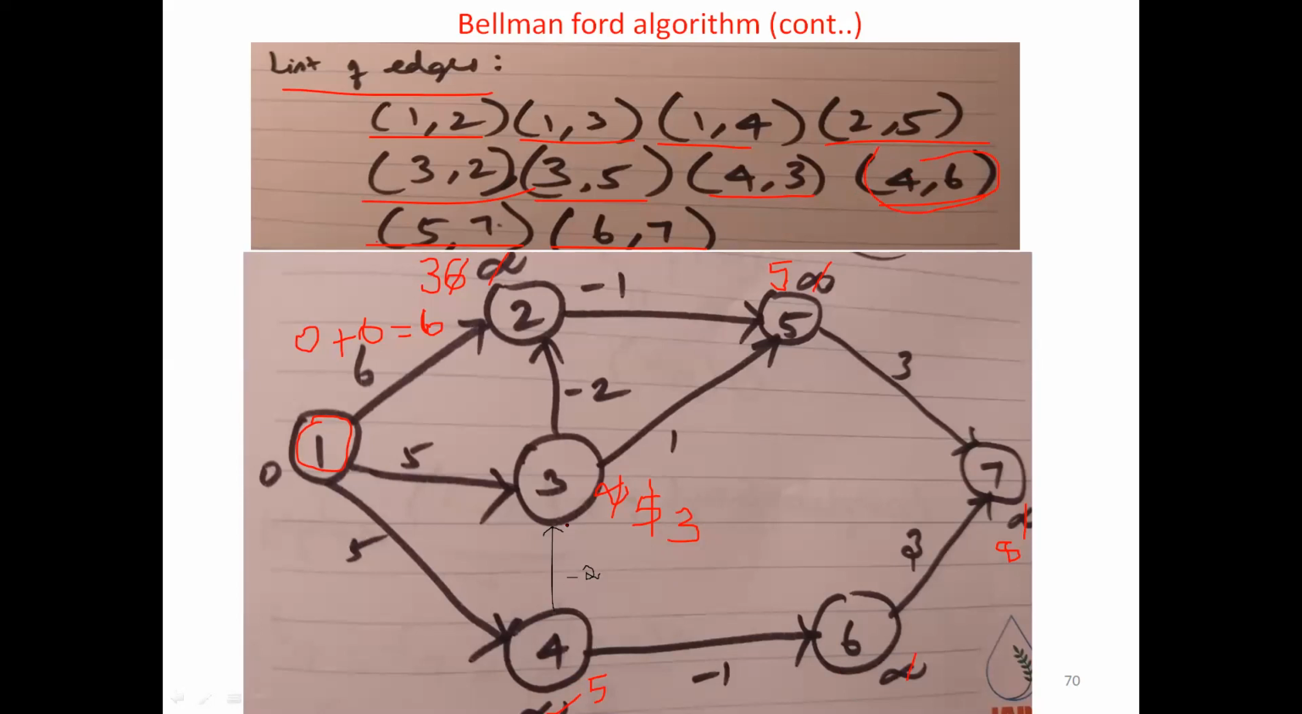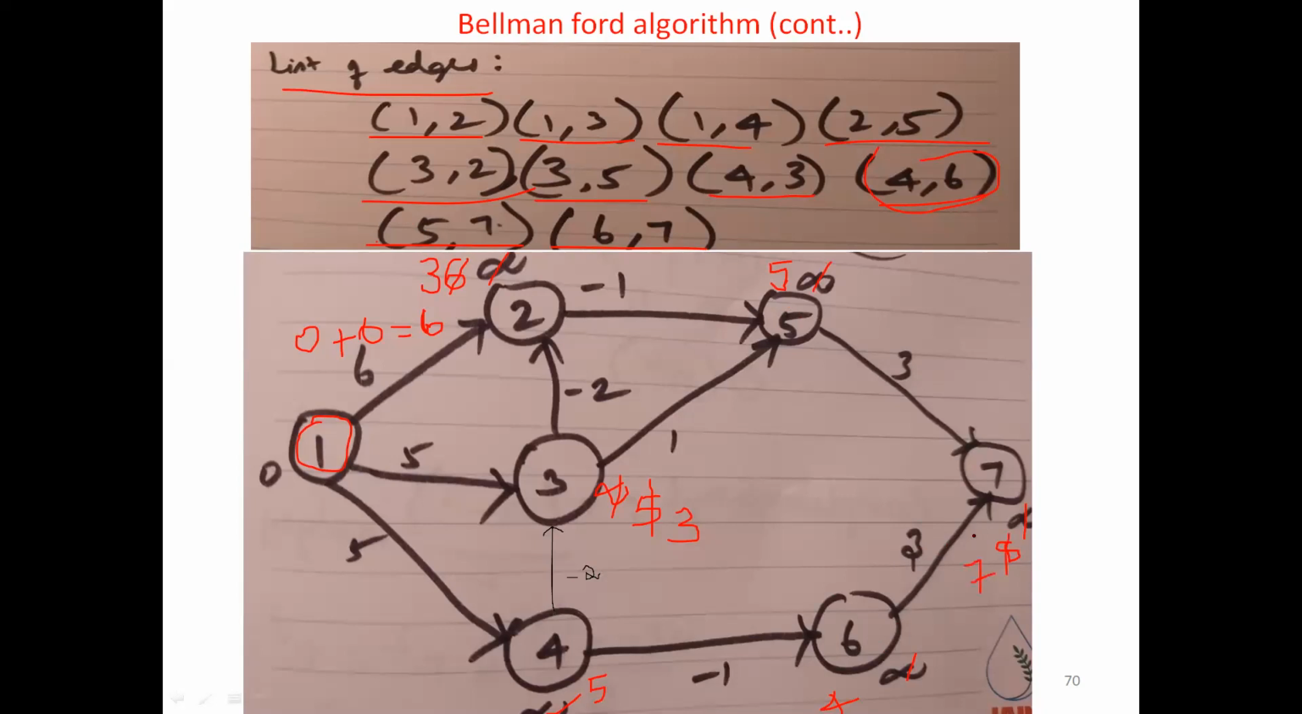4 comma 3 is 5 minus 2 is 3. 4 comma 6 is 5 minus 1, 4. Then 5 comma 7, 5 plus 3 is 8. Next is 6 comma 7. Now the distance of 6 from 0 is 4. So 4 plus the cost of the edge between 6 and 7, which is 3, is 7. When I compare, the current value is the better choice, so we are updating this.